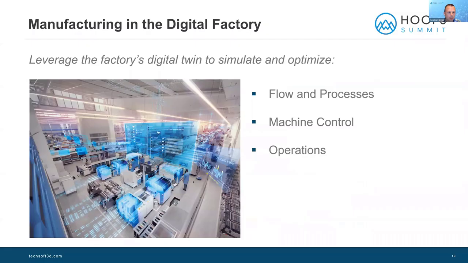So to wrap things up, manufacturing in the digital factory, we're seeing people leverage the digital twin to simulate and optimize. And how are they doing that? Well, when it comes to flow and process, they're able to simulate and optimize the flow and layout of their factories and the processes that are happening there. They're simulating and optimizing machine control. So for CNC, for CMM machines, inspection and quality assurance machines, as well as the robots that are in the factory, how do we simulate and optimize their operation?